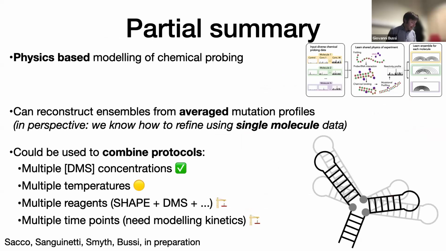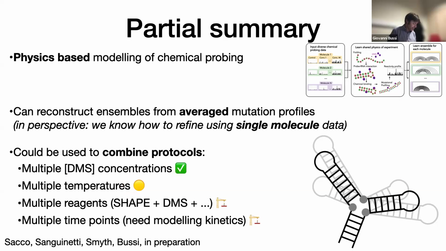Okay, to summarize this second part, we built a physics-based model for chemical probing, where we take into account the way probes interact with paired or unpaired nucleotides, and also the existence of multiple RNA conformations. The nice thing of this idea is that you can use it to reconstruct ensembles from average mutation profiles. In principle, we know formally also how to include single molecule data. We didn't try yet in practice, but it would be interesting to see if including single read measurements could improve the result or not.